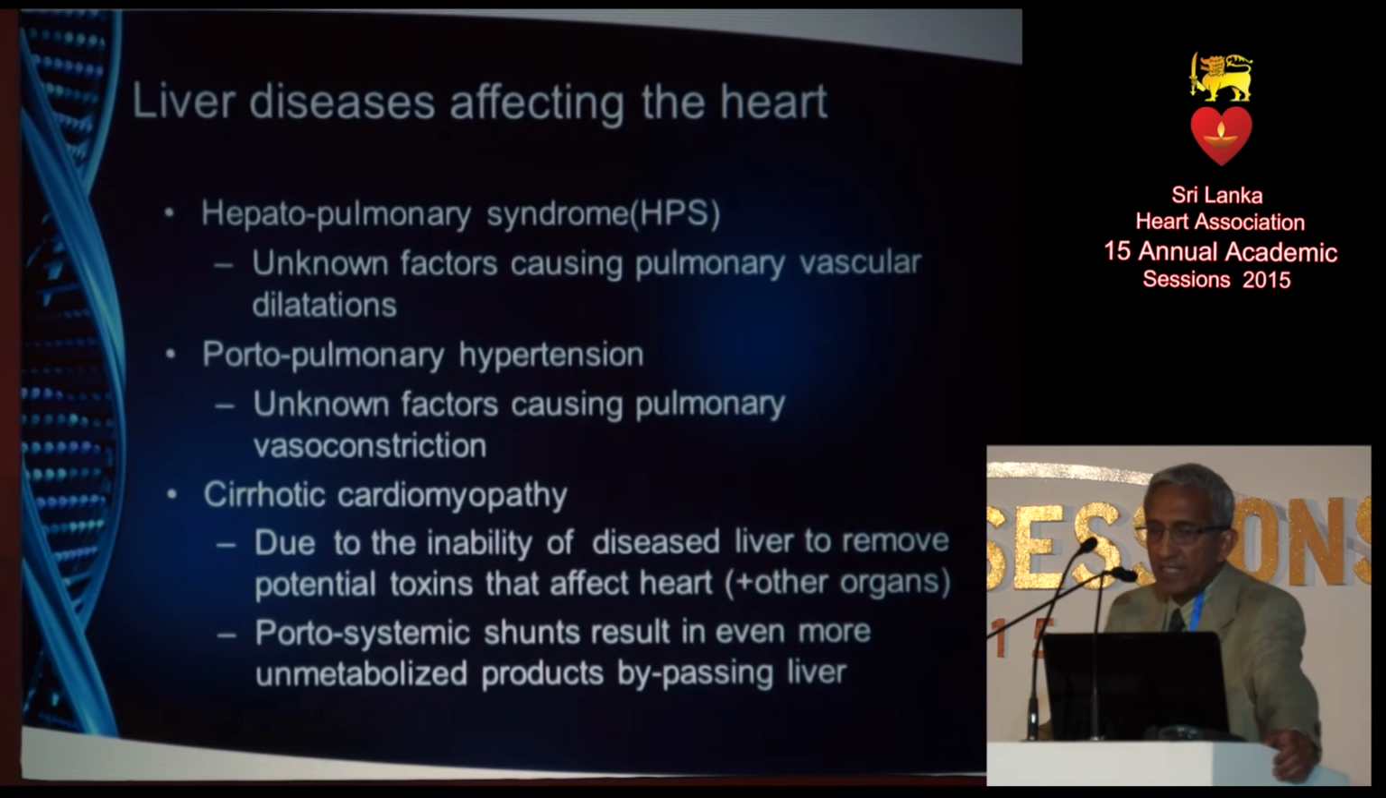Next, getting on to the liver diseases affecting the heart, you have three syndromes. The hepatopulmonary syndrome is one where there are unknown factors causing pulmonary vascular dilatations. Then there's portopulmonary hypertension, where unknown factors are causing pulmonary vasoconstriction and thus increased pressures in the lungs. And thirdly, there is cirrhotic cardiomyopathy, which is an LV systolic dysfunction due to the inability of the diseased liver to remove potential toxins, or portosystemic shunts, obviously bringing more toxic materials to the heart, bypassing the liver.